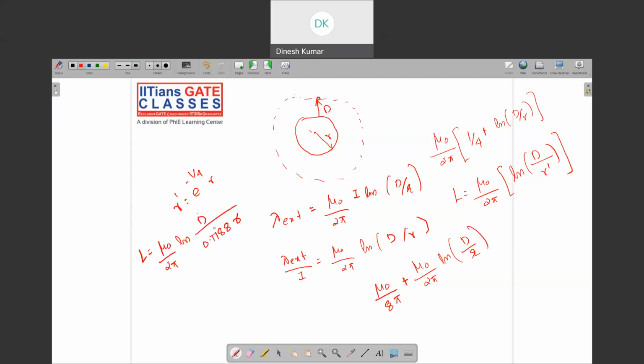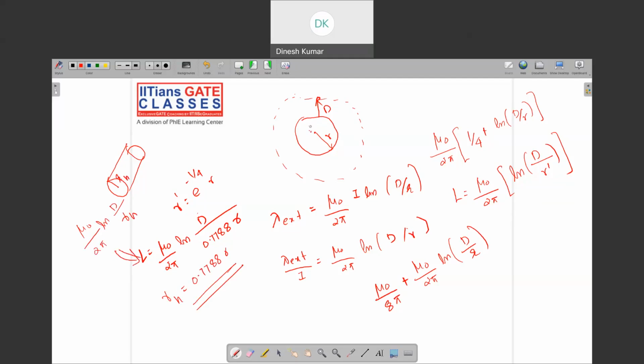Now assume that there is a hollow cylinder, a hollow conductor, like this. There is no internal inductance for this one, and there will be only external inductance. What is the external inductance? Assume that this radius is rh. That is basically mu 0 by 2 pi ln d by rh, right? If you compare these two, rh will be 0.7788 r.